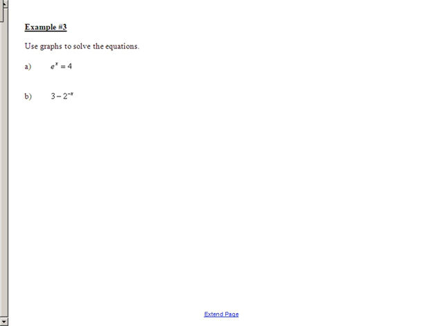I don't have this up right now, but we can do this without a graphing calculator as well. I'm going to do them by hand, and then in class I'll show you how to do them on the graphing calculator. First of all, to solve this first one, e to the x equals 4. In order to get rid of an e raised to, we're going to take the natural log of both sides.